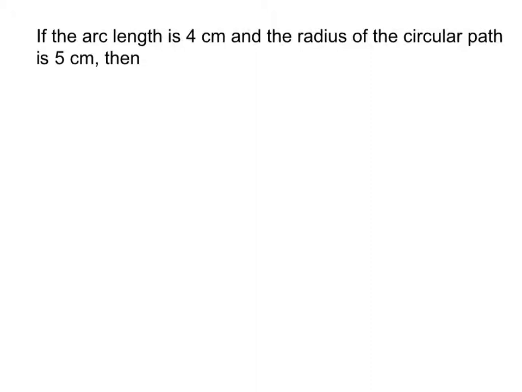Okay, so then the last thing I want you to do, here's an interesting problem that I want you to think about. I want to know what your thoughts might be. I'm going to go through some things here, and then I would like for you to answer the question that I have after this one. And it says, if the arc length of a circle is 4 centimeters and the radius of the circular path is 5 centimeters, then theta would be what?